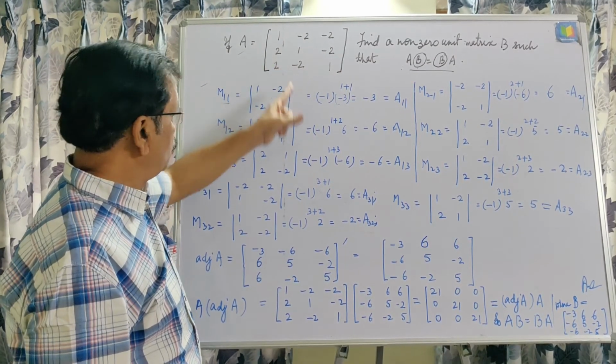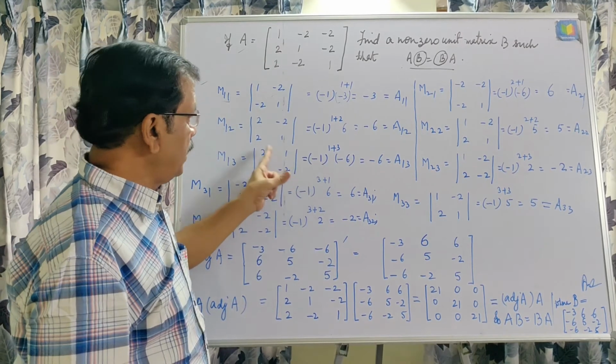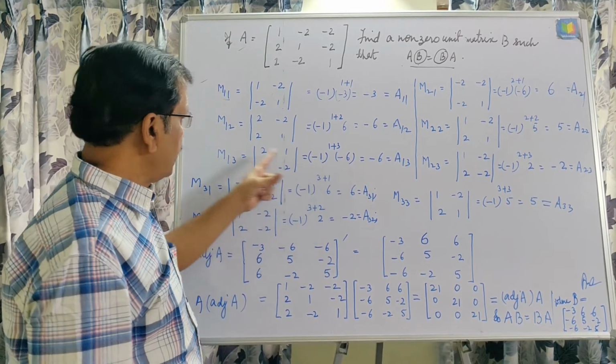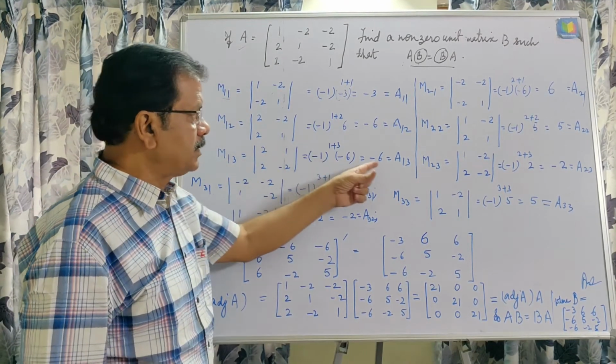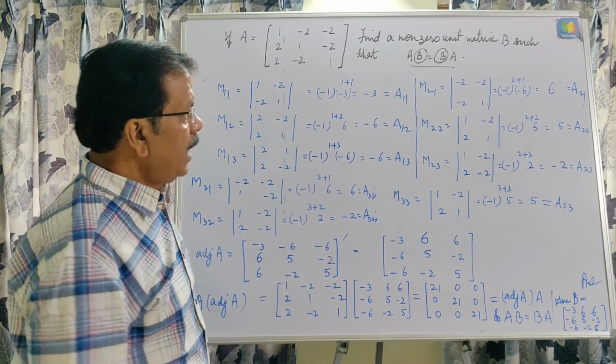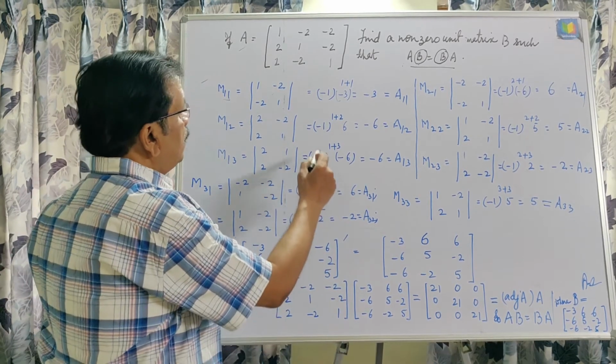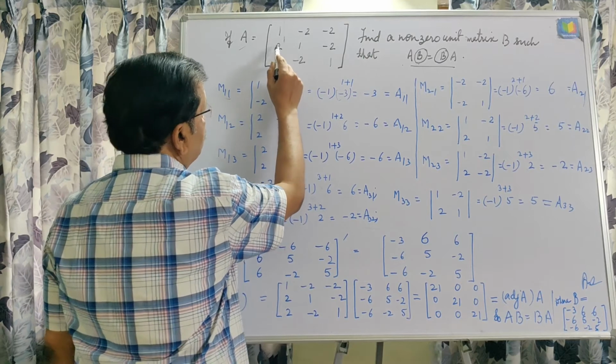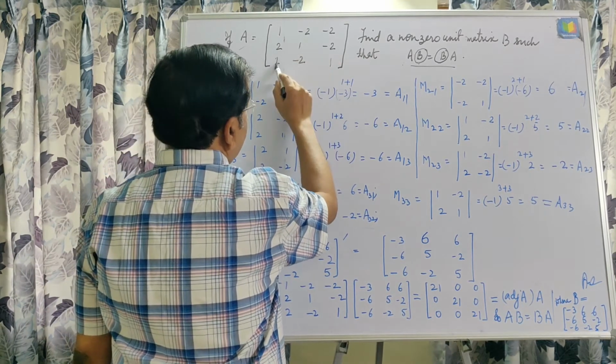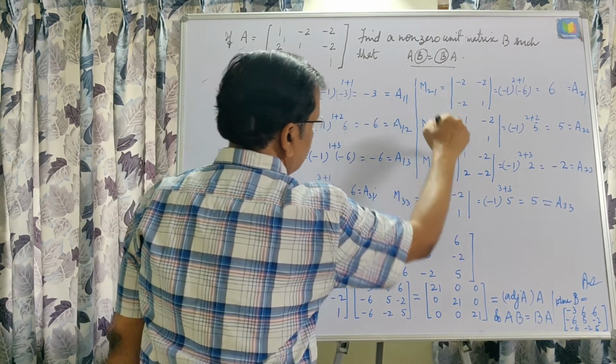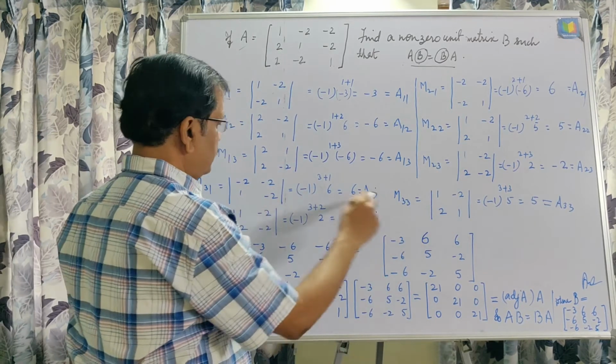In the same way, M13, first row and third column. What is left? 2, 1, 2, minus 2. And this way we are getting minus 6, and minus 1 to the power 1 plus 3, which gives minus 6. And this way we can find the minor and cofactor of all the elements, these 3 and this 6.